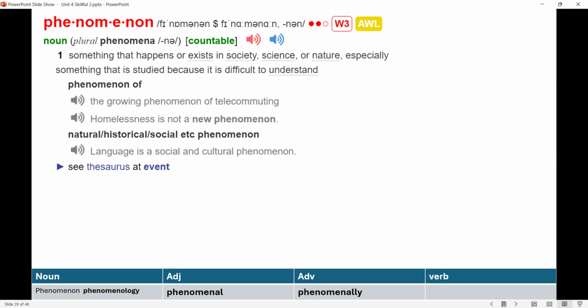Phenomenon. Phenomenon, the plural form of it is phenomena, means something that happens or exists in society, science, or nature, especially something that is studied because it is difficult to understand. Phenomenon of natural phenomenon or historical phenomenon or social phenomenon. So phenomenon means event, an important event. The growing phenomenon of telecommuting. Homelessness is now a new phenomenon. Language is a social and cultural phenomenon.